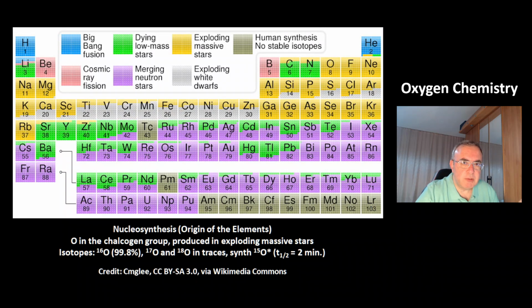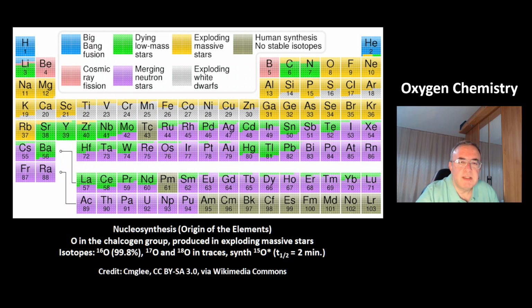This is a picture of the origin of the chemical elements, the nucleosynthesis. Oxygen is here, top right, as a member of the 6 main group of elements, the chalcogen group. And it is produced in exploding massive stars.